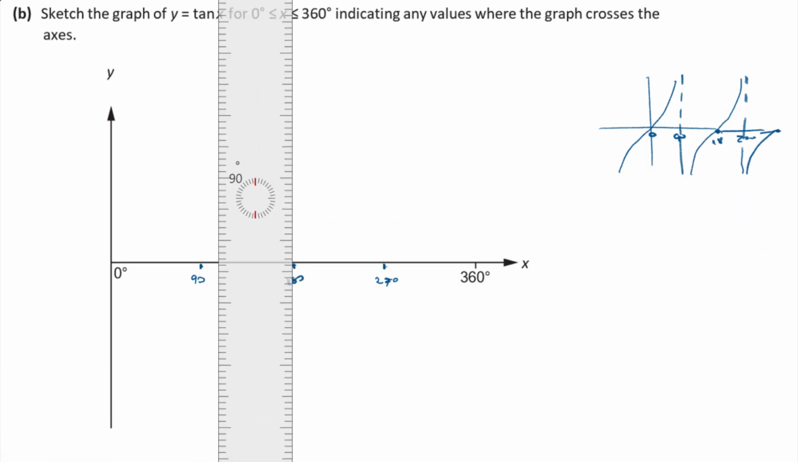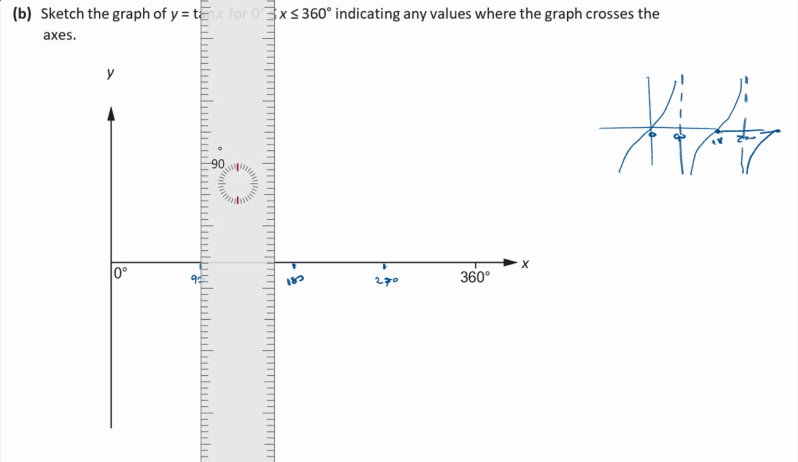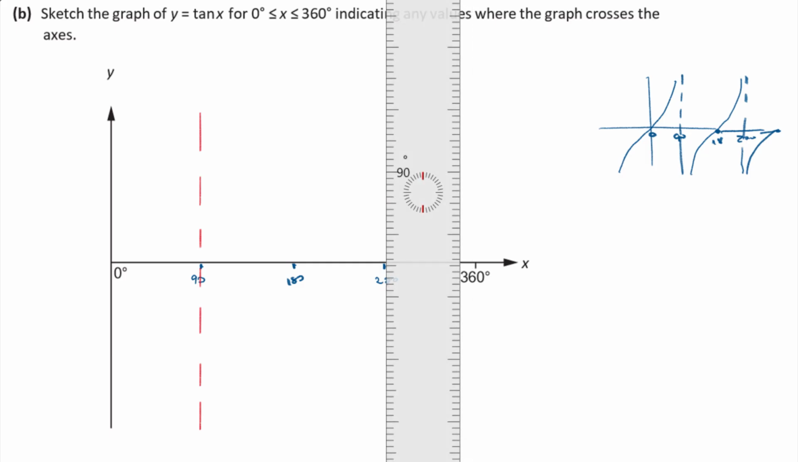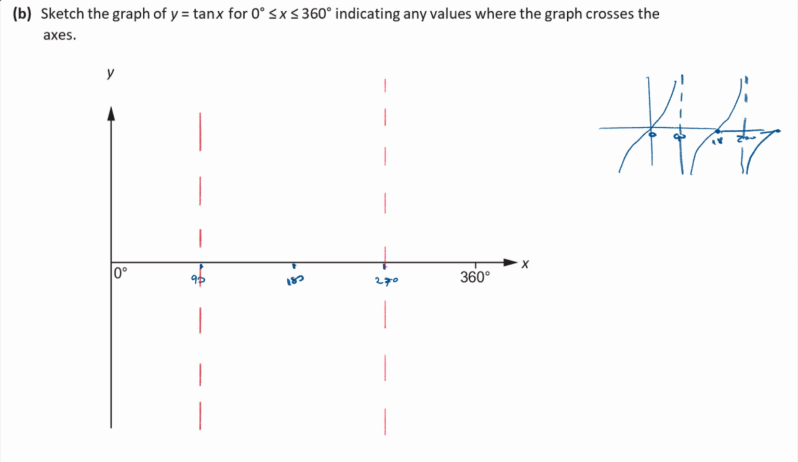Okay, now I'm going to draw some asymptotes, these kind of lines that it veers up at, at 90 and at 270. Bit of prep work required when doing tan. Okay, so it's going to cross the axes at 0 and at 180 and at 360. That's where it's going to hit the axes.